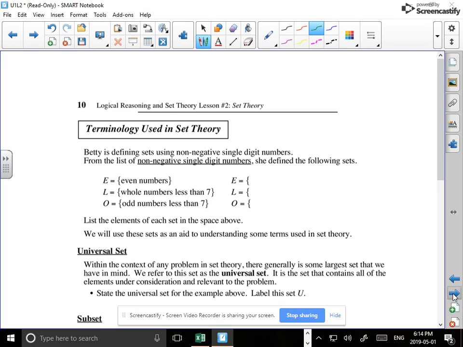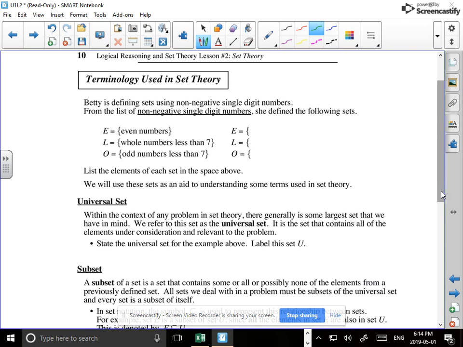All right. Set theory is not super tricky, but it does use a lot of very weird language. Some of the terms we're going to use here: Betty is defining sets using non-negative single-digit numbers. From the list of non-negative single-digit numbers, she defined the following sets. Single-digit meaning up to 10, non-negative meaning 0 to 9. So this first set that's even numbers is going to be 0, 2, 4, 6, and 8.